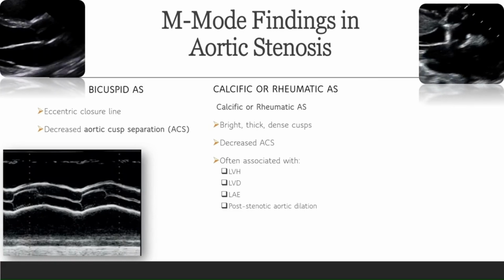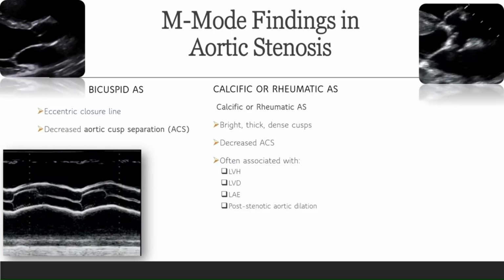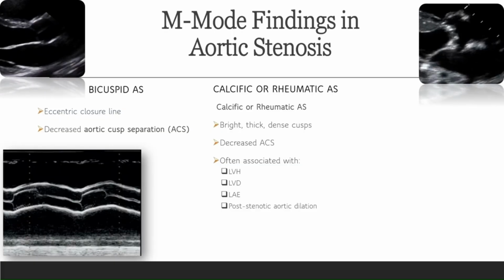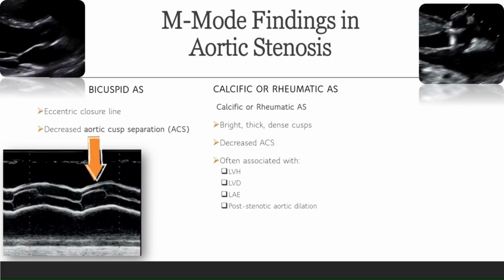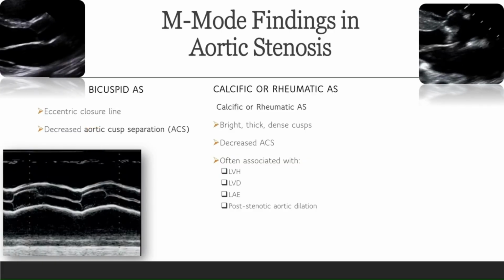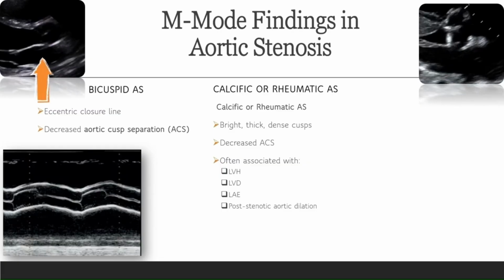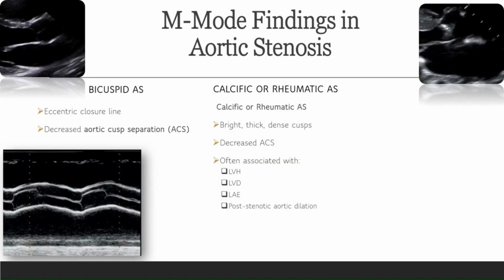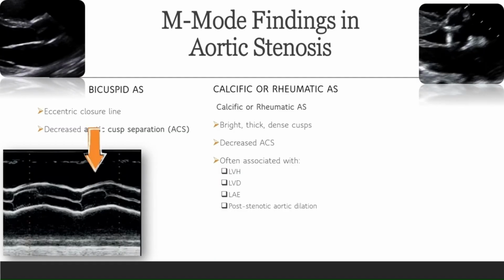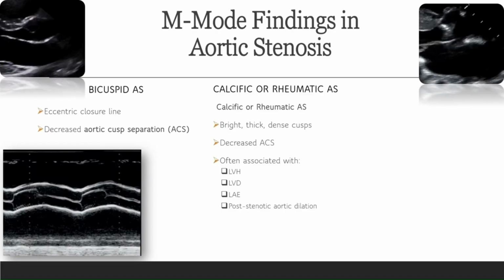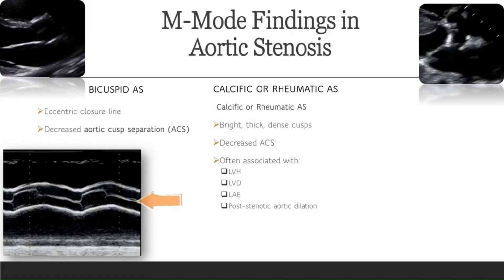As you do the exam to check for cusp separation, you're going to be utilizing M mode. So let's start with what a normal aortic valve looks like on M mode. If you look right here, you'll see the cusps opening widely and symmetrically during systole. The cusps move clearly away from each other, creating a large central opening. This wide separation tells us the valve is mobile and unobstructed. This right here is a normal aortic cusp separation.